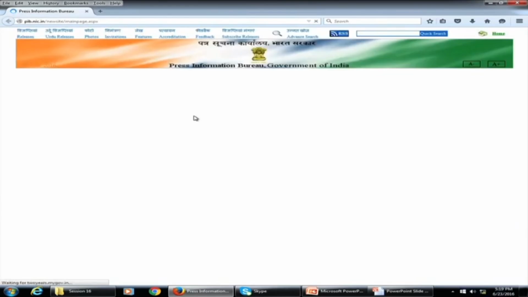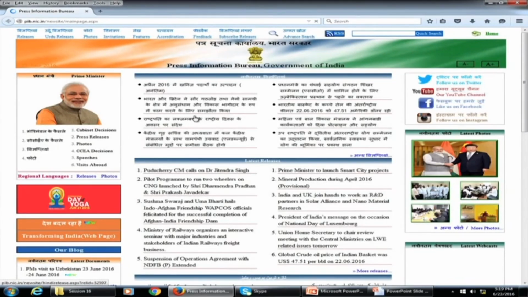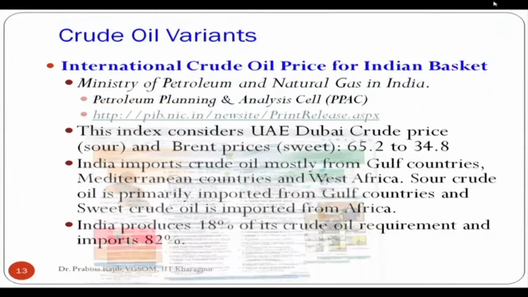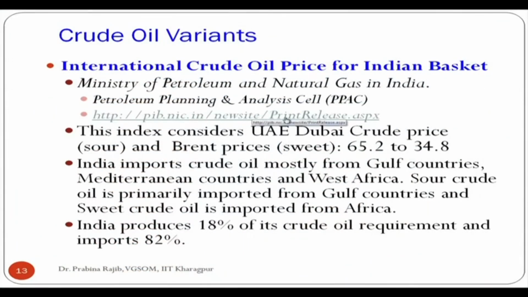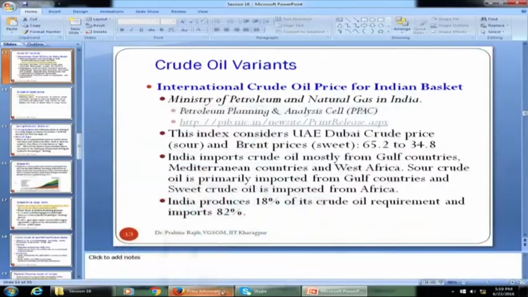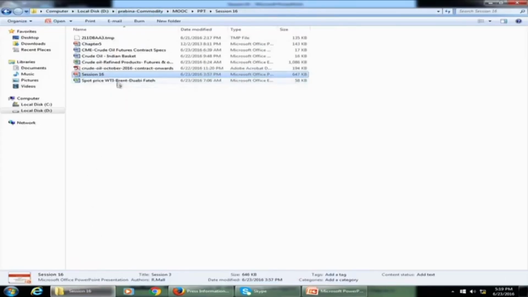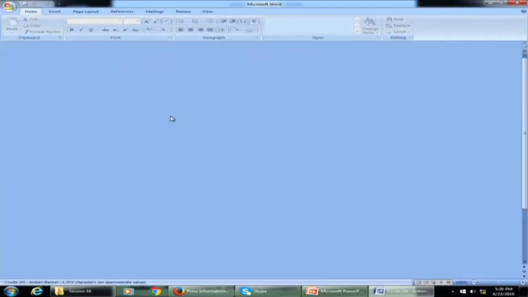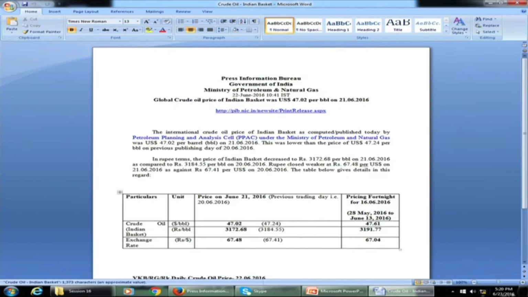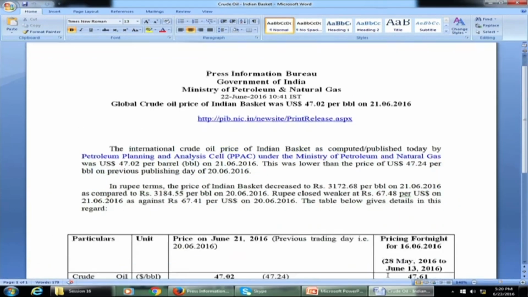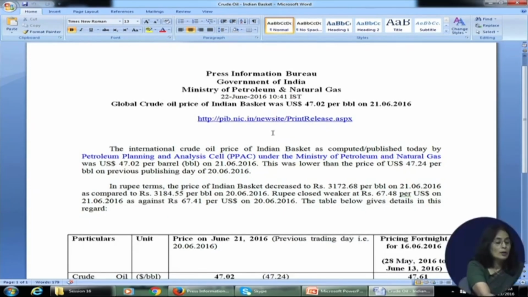So, I'll just take you through this. This is the website of the Ministry of Petroleum and Natural Gas. I hope you are able to see this particular detail. On a daily basis, the Press Information Bureau releases the crude oil price for the Indian basket. This is the detail which is available on 22nd June 2016.